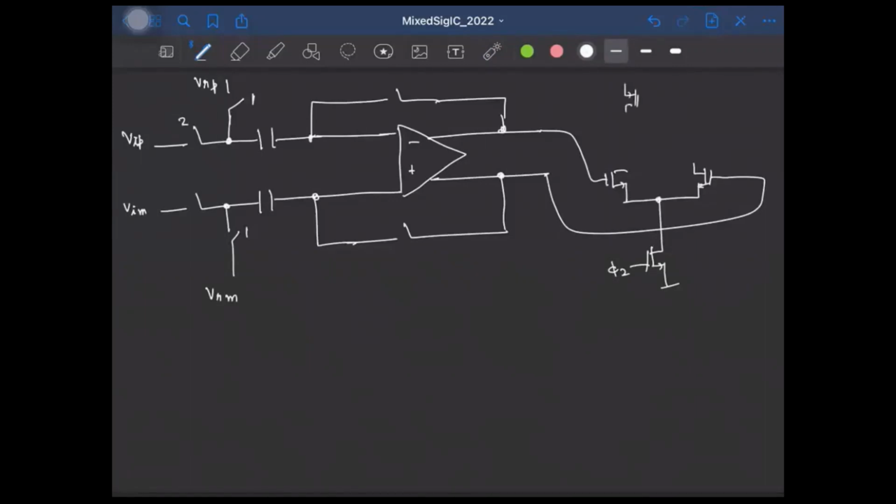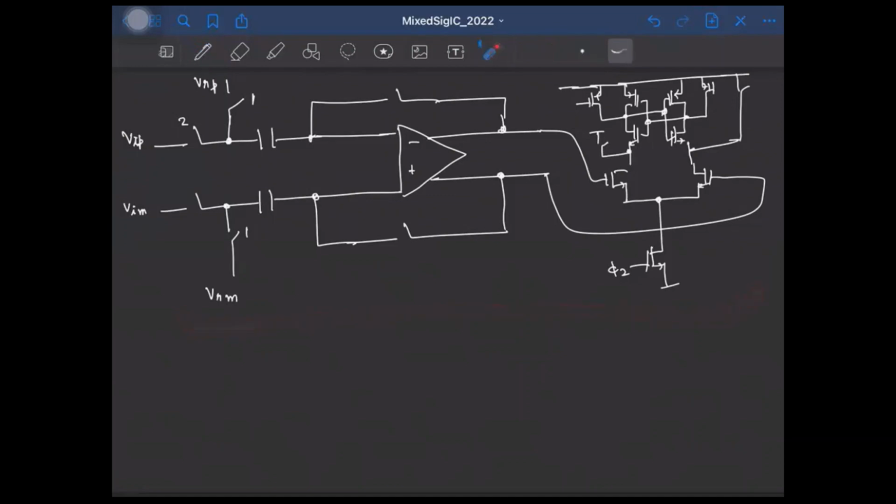Okay, and at the top we have the cross coupled or the back-to-back connected inverter. Of course, we have two more switches to reset the output and the intermediate node voltages. So this also resets to VDD. I'm not showing that. I'll just simply show it like this. So this will be the overall circuit, right? This portion is the preamp, and this is our strong arm latch.